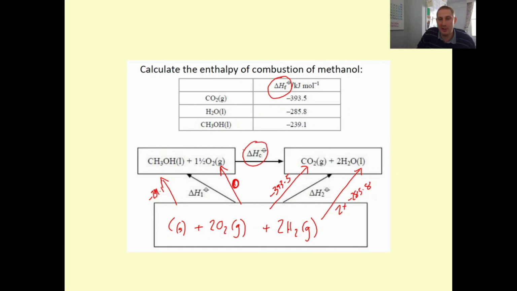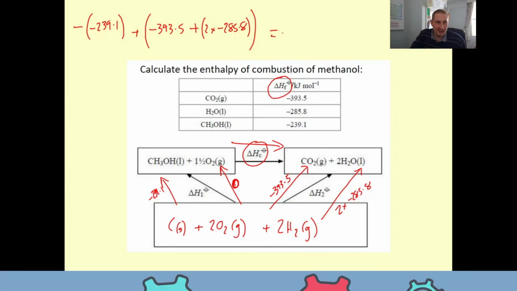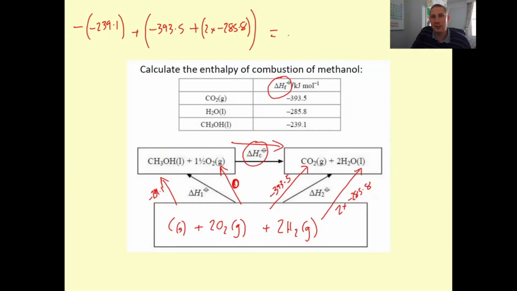So if I want to know the enthalpy change of this reaction going from there to there, I'm going against these arrows. So minus 239.1, and I'm going with these arrows. So plus minus 393.5 plus 2 times minus 285.8. And if I put all that into my calculator, hopefully the answer to that is minus 726 kilojoules per mole.